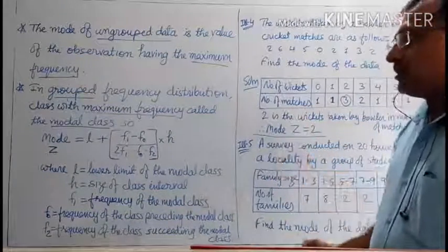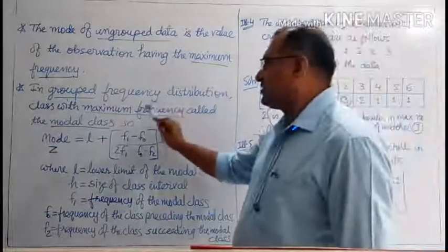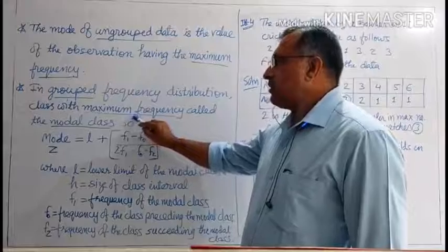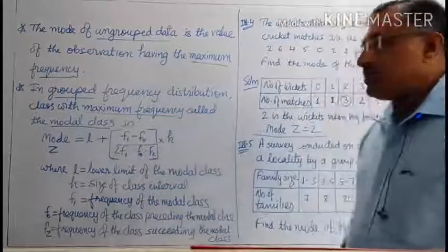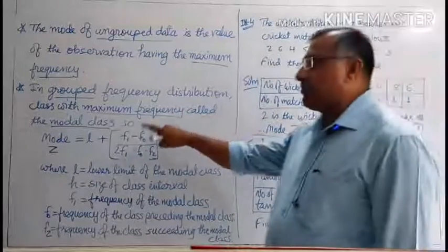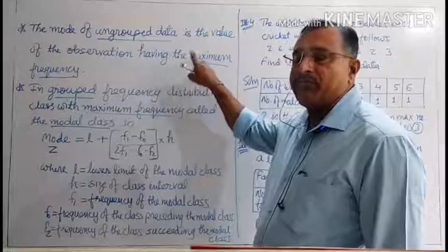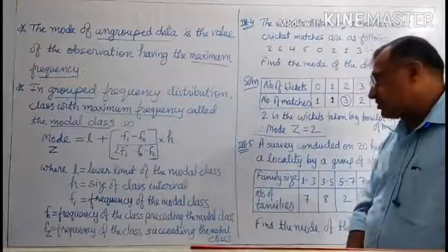Now let us proceed with the grouped frequency distribution table. In a grouped frequency distribution, the class with maximum frequency is the modal class. So here we will get the maximum frequency modal class, and the mode lies in it. So let us see how to go for grouped frequency distribution.